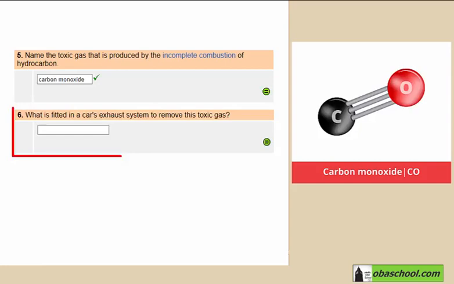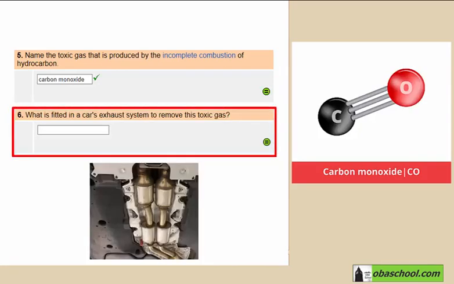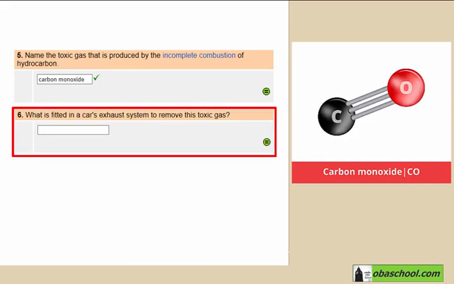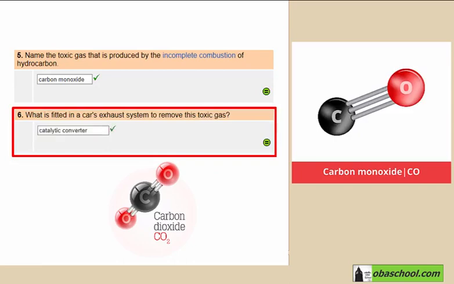And finally, what's fitted in a car's exhaust system to remove this toxic gas, which is carbon monoxide? So what's the instrument that we can use to remove this toxic gas and actually to convert it from carbon monoxide to carbon dioxide? Excellent. A catalytic converter is fitted in a car's exhaust system to remove this toxic gas, which is carbon monoxide.